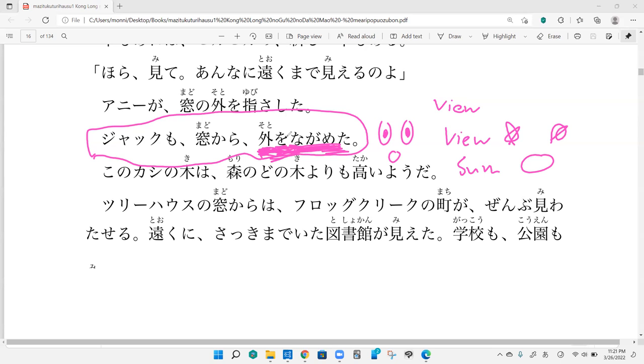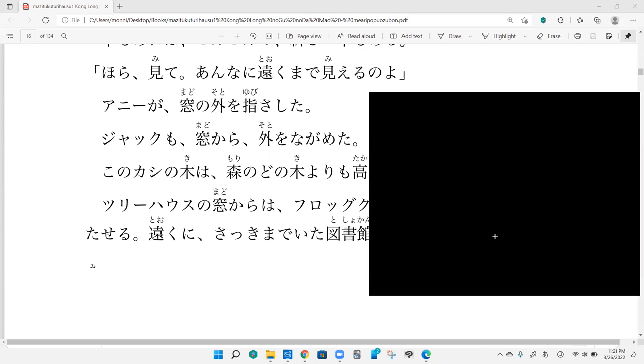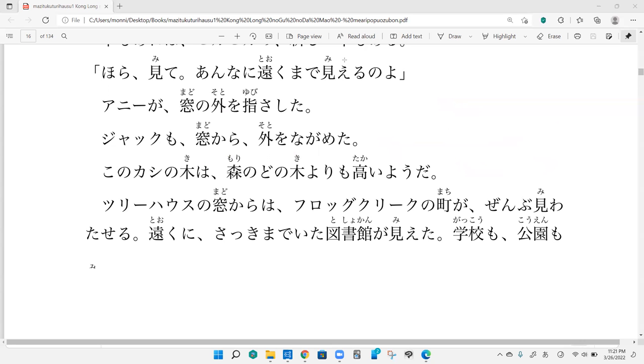You could definitely say "soto o mita," which means he looked outside, but nagameta just gives us more color, and lets us know that it looks nice outside. He didn't look outside and it's just a black void of nothingness. If you looked outside and saw nothing, we can't use nagameta. So you're telling us he does see something and it's like a view.